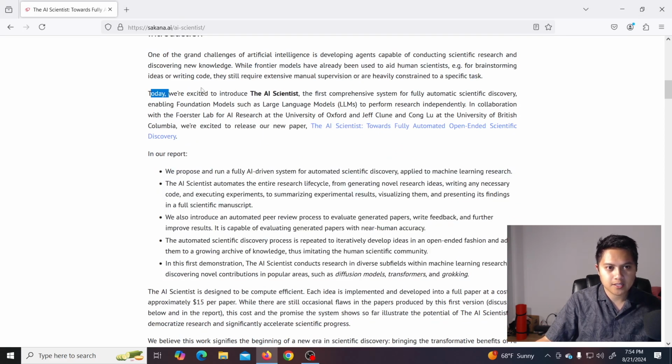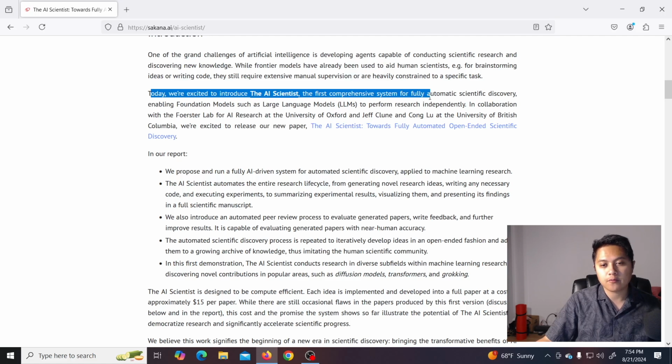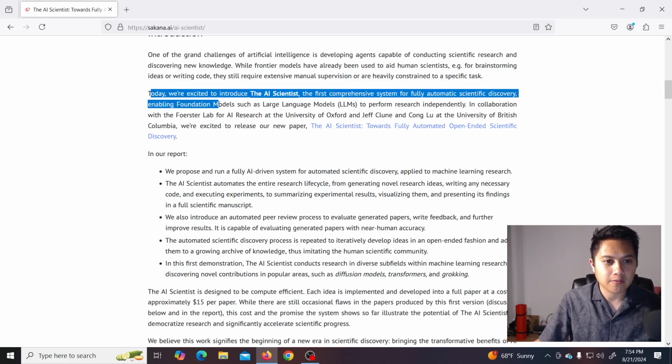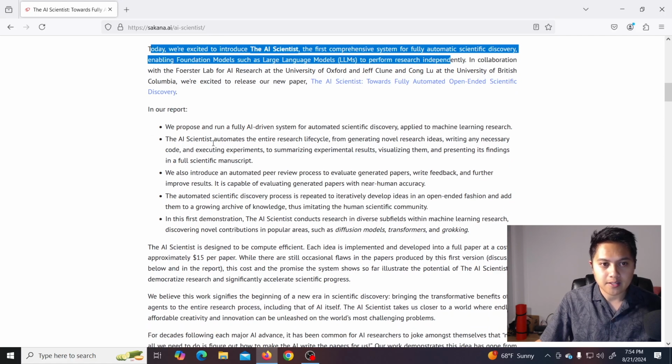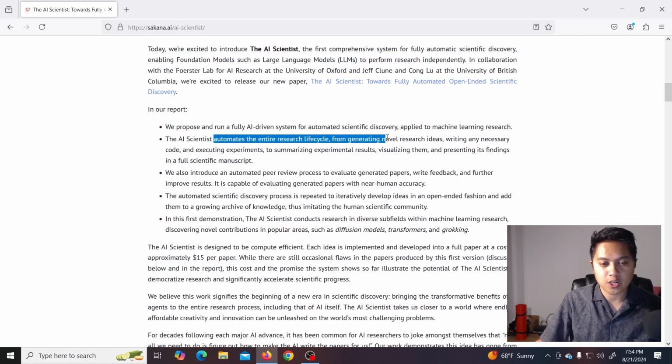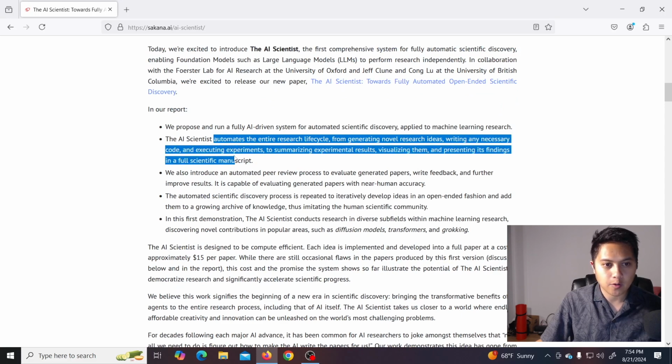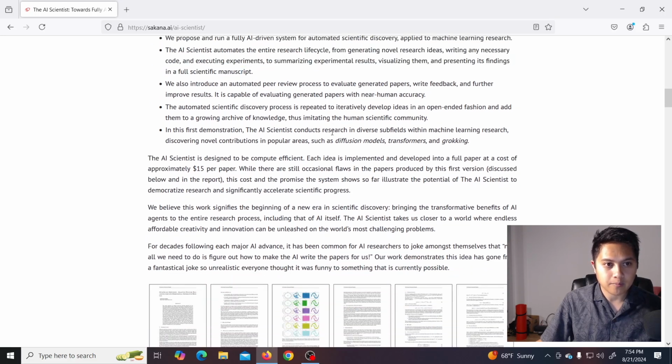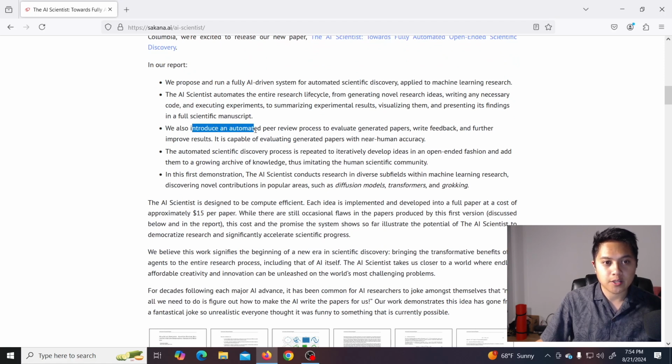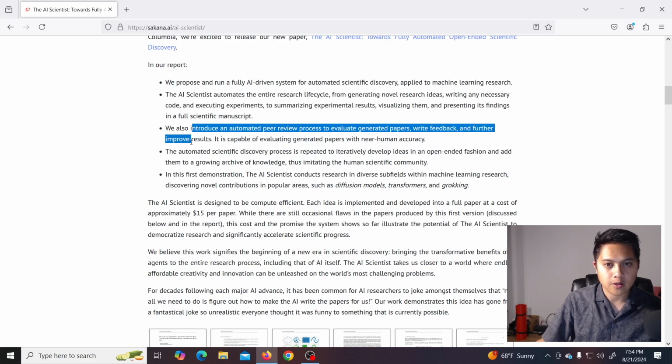They say that the AI Scientist is the first comprehensive system for fully automatic scientific discovery, enabling foundation models such as LLMs to perform research independently. They say it automates the entire research lifecycle, from generating novel research ideas, writing any necessary code, executing experiments, to summarizing experimental results, visualizing them, and presenting its findings in a full scientific manuscript. They also mention that they've introduced an automated peer review process to evaluate generated papers, write feedback, and further improve results. It is capable of evaluating generated papers with near human accuracy.